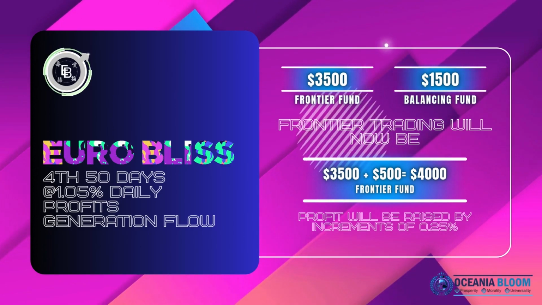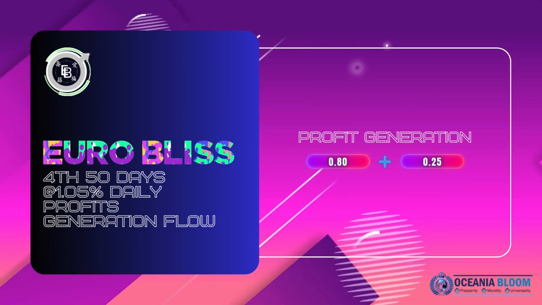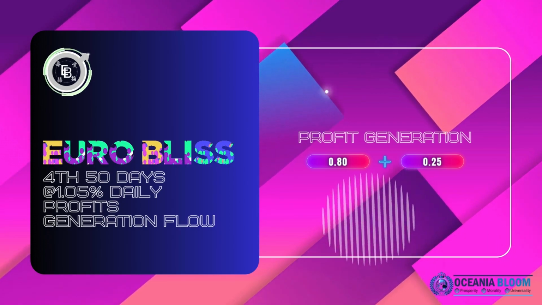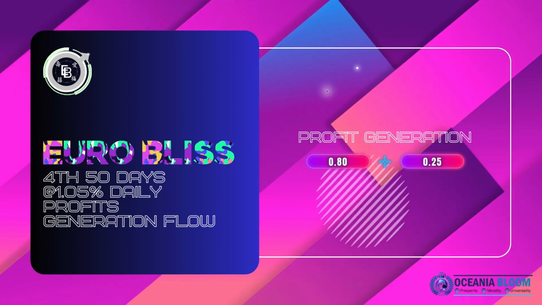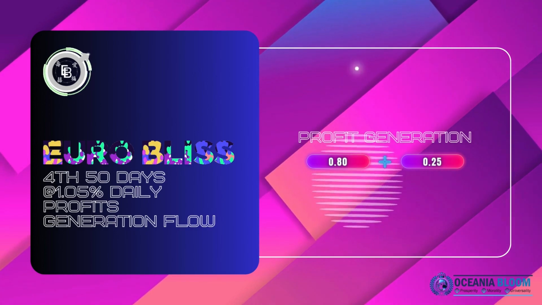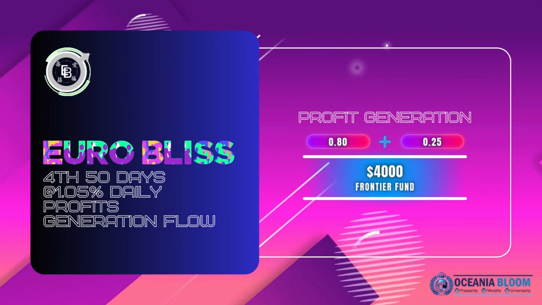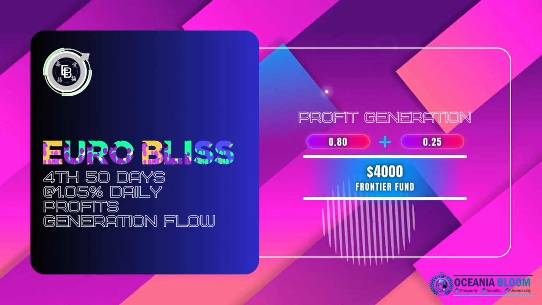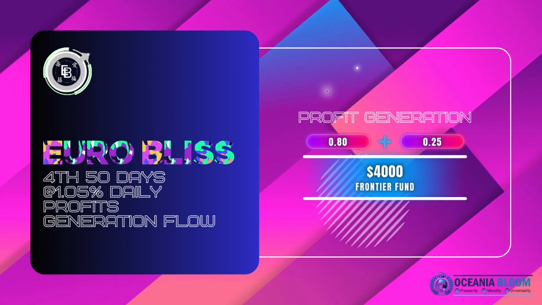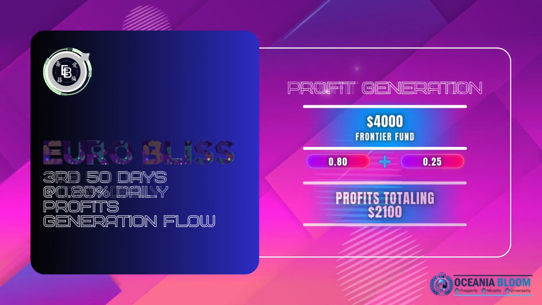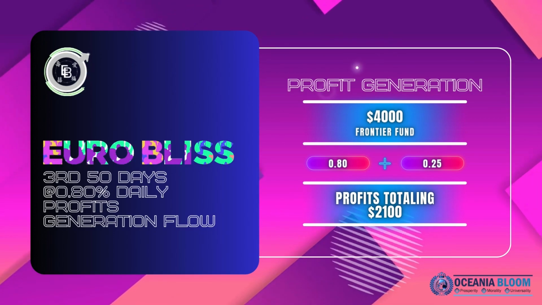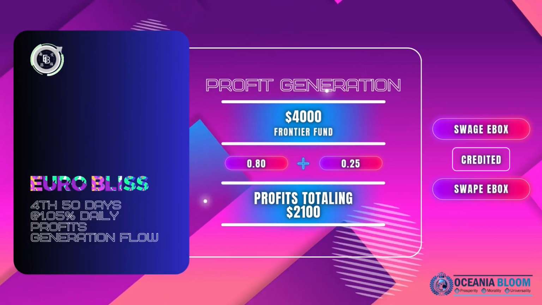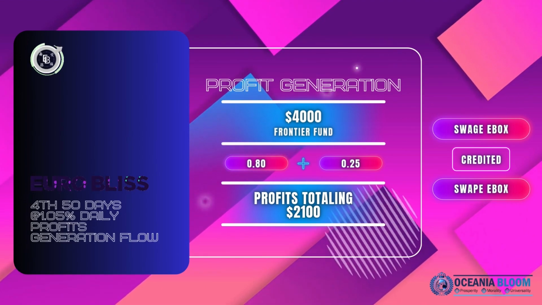Now again, following the same patterns, profit generation as 80 plus 25 equals 105% daily for fourth 50 days. Now furthermore, your $4,000 of Frontier funds starts profit generation as 105% daily for fourth 50 days. The generated profits $2,100 will be credited or saved into your Swag eBox accounts and Swap eBox accounts as per index proposed. Now, let's explore the subsequent phases in our next segment, i.e.